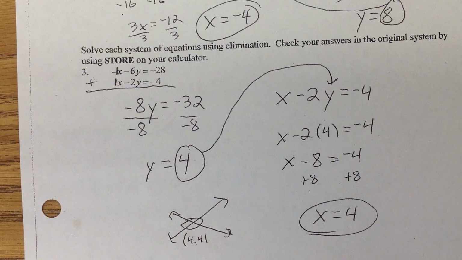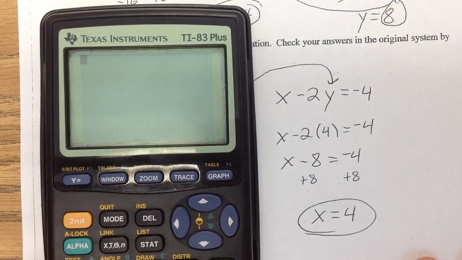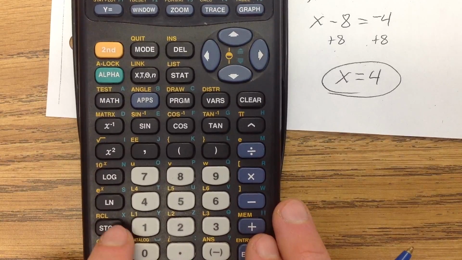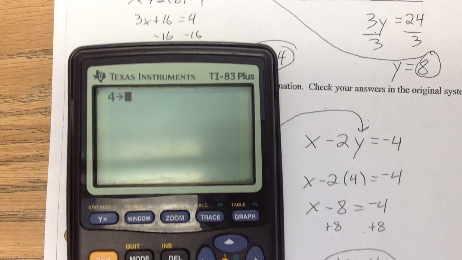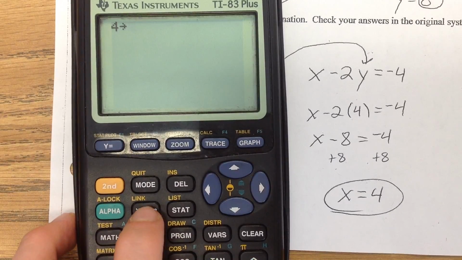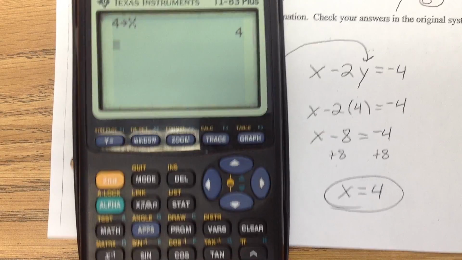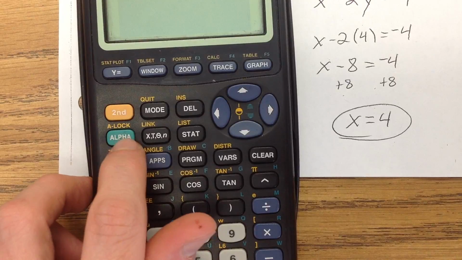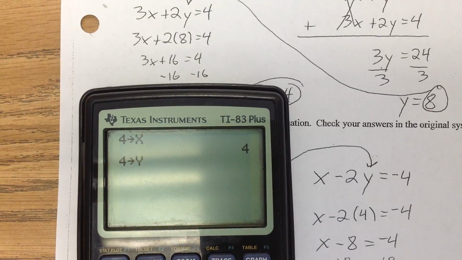Okay? Now, how do we check these? All right. There's two ways to do this. If you want to use the store function, you can. You would say 4, and then you'd hit the store key. So 4 store. It's going to make a little arrow, and then your x key. We could do the same thing for y. So 4 store, and then to get to y, it's alpha 1.